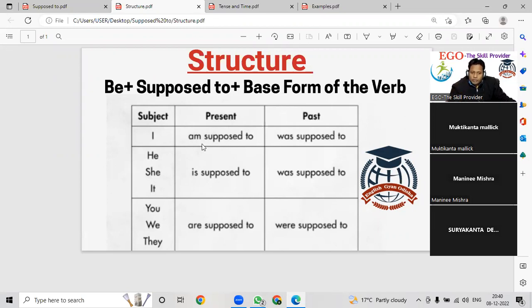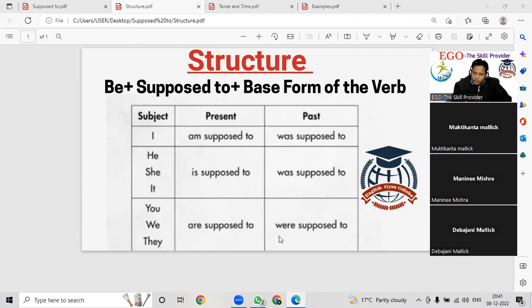Right now, suppose you can use with I. I always take am. I am supposed to. In the past tense, you can say I was supposed to. Third person singular: he, she, it. He is supposed to. She is supposed to. She was supposed to. The same things you can take for you, we, they. You can use they are supposed to, you are supposed to, we are supposed to, and the past tense is they were supposed to.